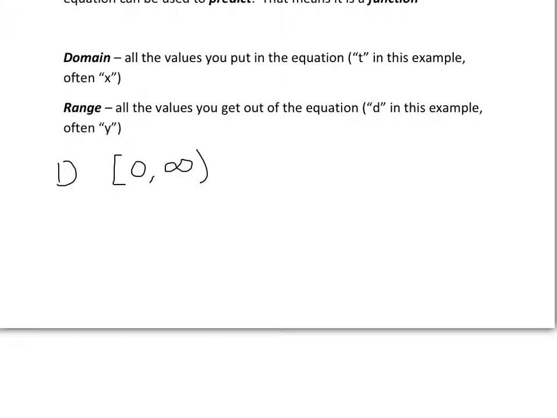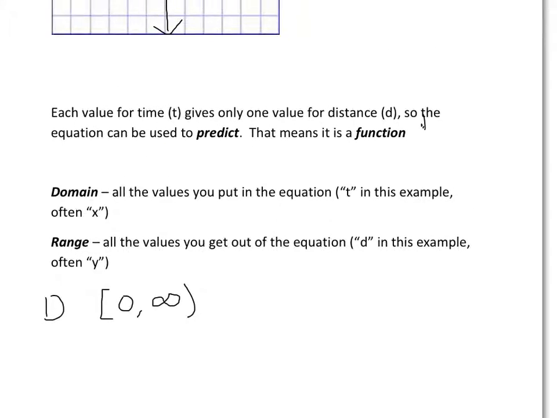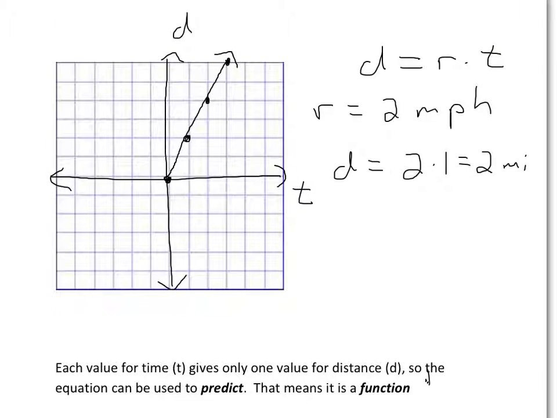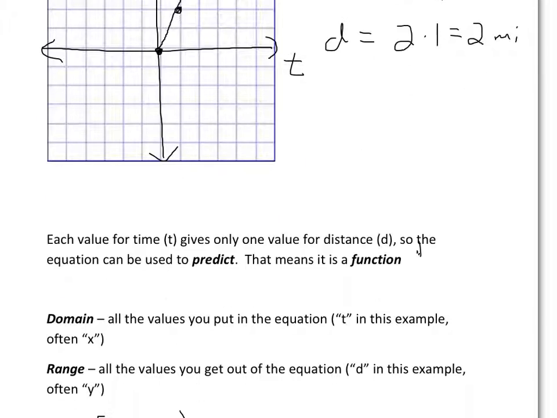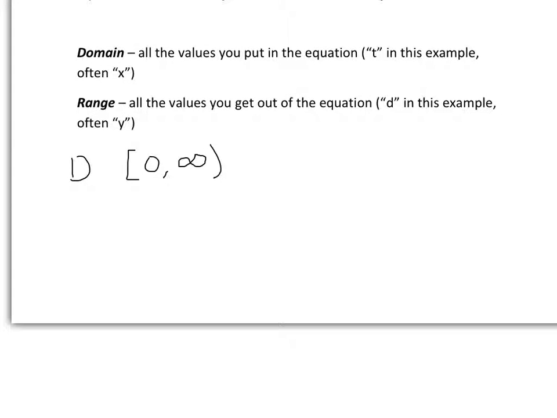The range would be all of the values I get out of the equation. So looking at this equation, the distance can be 0 or it can keep going on forever and ever. So the range for this equation is going to be the same. It's going to start at 0, it's going to include 0, and it's going to go until infinity. To find the domain and range of any function, it's usually best to graph it first so you can get a picture of what's going on, and then draw your conclusions.